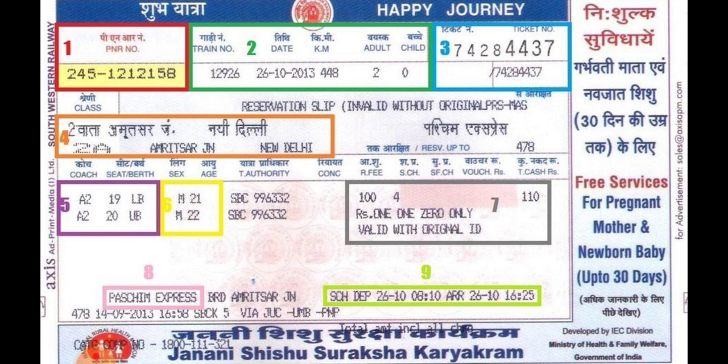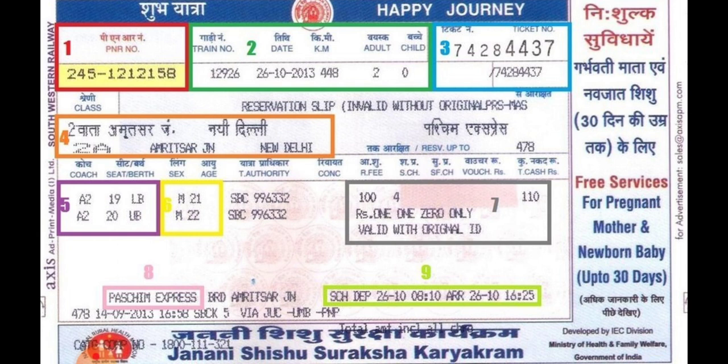on 26/10 itself. The same day it is reaching there at 16:25. What is the meaning of 16:25? It is the train time, the 24-hour clock. After 12 noon, 1 o'clock becomes 13. That is the meaning of 24-hour clock.